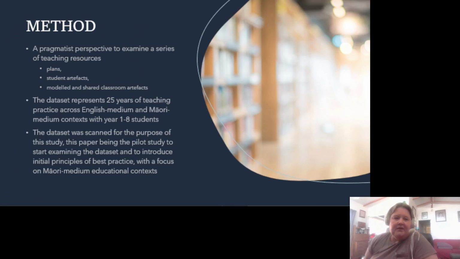All right, and so autoethnography being used to examine a series of teaching resources. Right, and this included plans, student artefacts, modelled and shared classroom artefacts, and the larger data set represents 25 years of teaching practice across English-medium and Māori-medium contexts with year 1 to 8 students. Right, so the entire data set was scanned for the purpose of the study, with this paper functioning as the pilot study and a way of beginning to examine the data set, right, and to introduce those initial principles of best practice.